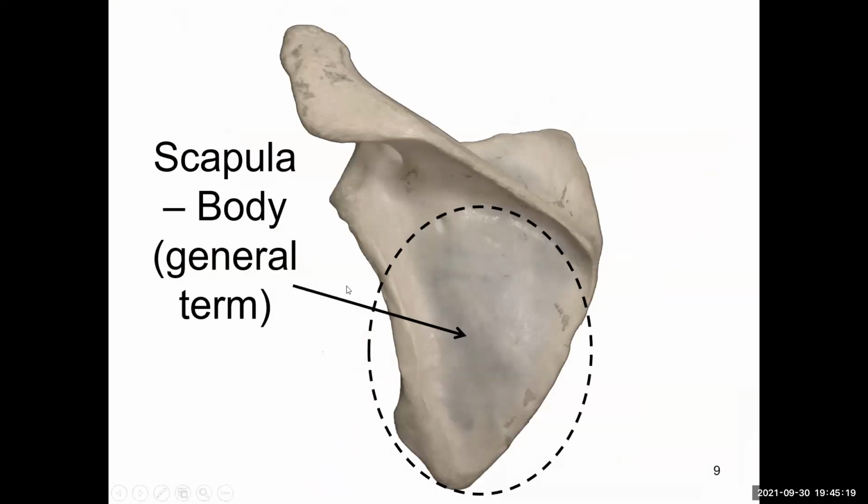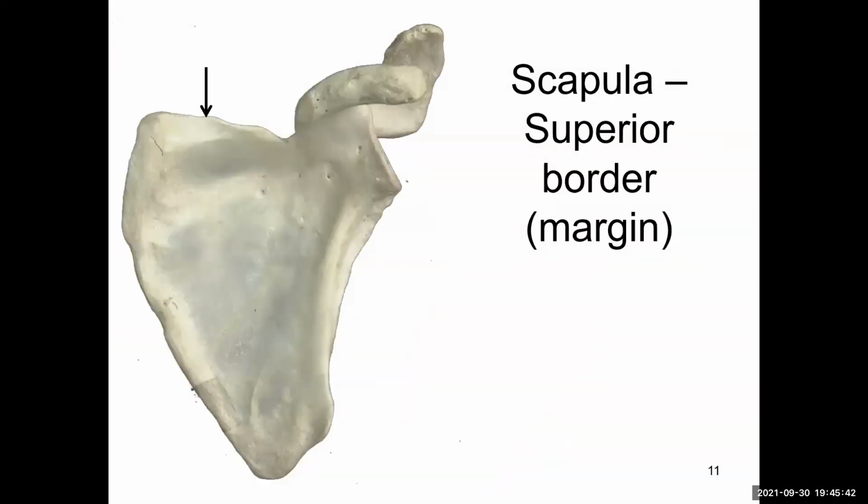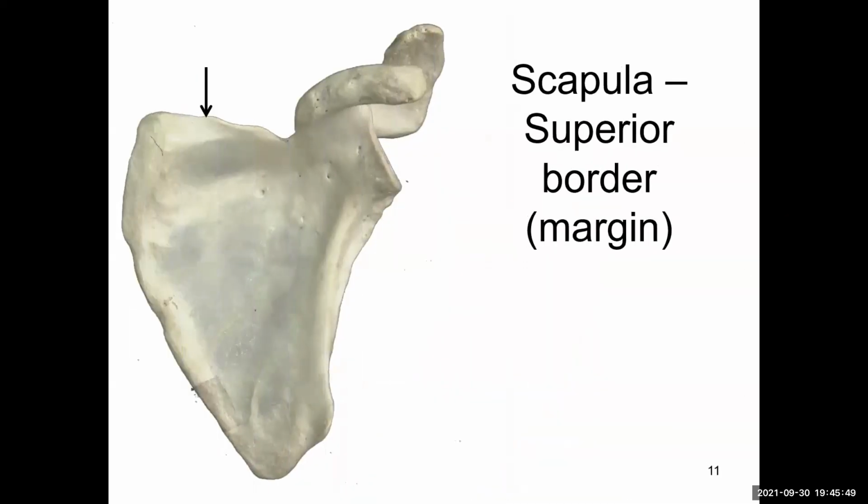So this portion of the scapula is referred to as the body of the scapula. That's the body of the scapula. If we flip the scapula over, we're looking at it from the posterior side. That top edge there is the superior border. The scapula has three borders. The top one is the superior border. Here you can see it from the anterior view. I want you to be familiar with the anterior view and the posterior view.